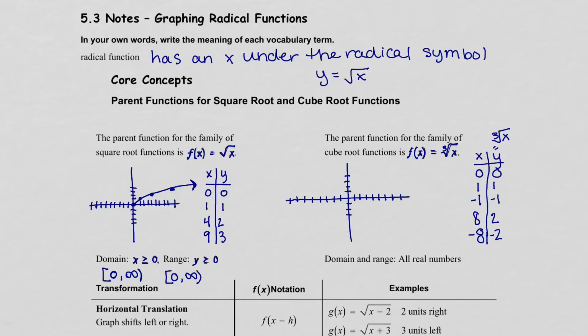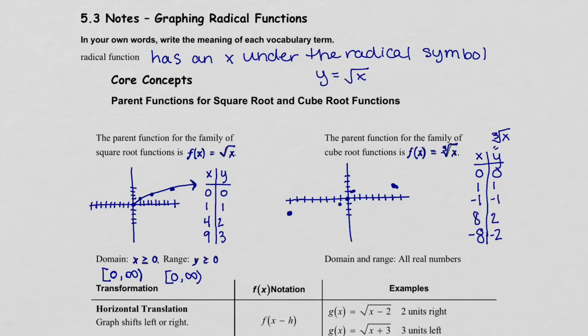So my first point is at 0, 0, right there at the origin, super easy. The first one on my list is 1, 1, so I'm going to go in the positive direction 1 and then up 1. My next is -1, -1. And then I've got 8, 2. And -8, -2.